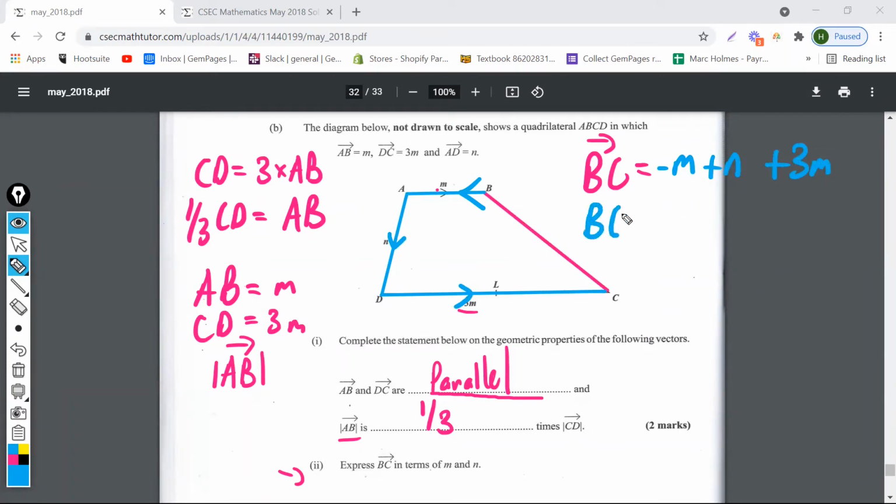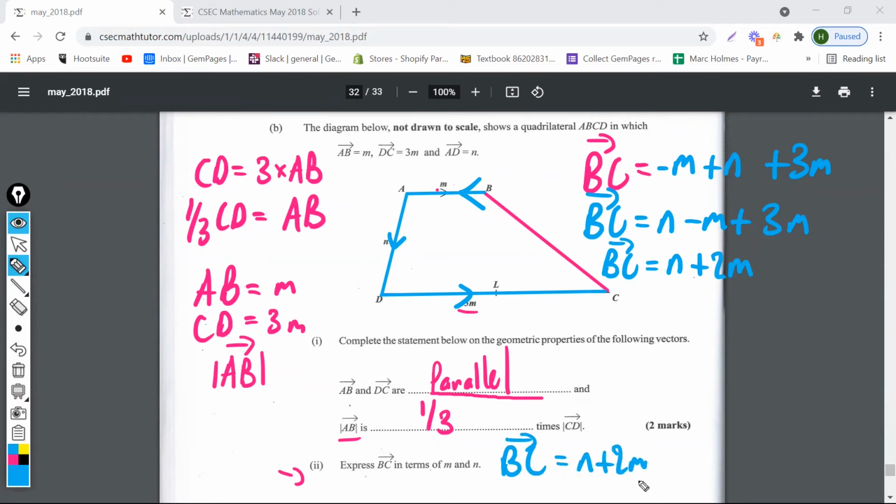So BC, guys, would end up being N minus M plus 3M, which of course would end up being just N plus 2M. Cool. So that's all it is, guys. BC is equal to N plus 2M. Cool.